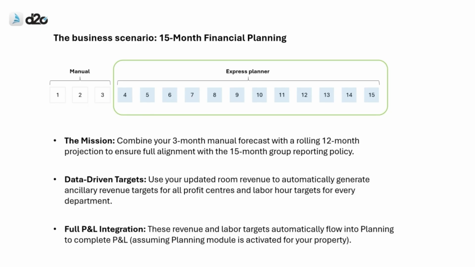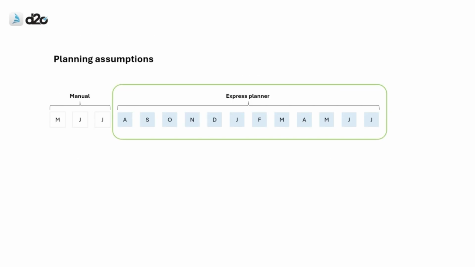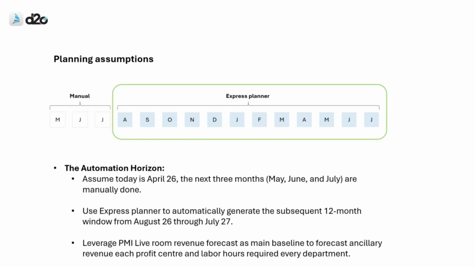Let's set the stage for our walkthrough. Assuming today is April 26th, your first 3 months, May, June, and July, have already been manually refined. I'll show you how to use Express Planner to automate the next 12-month window, stretching from August through next July.